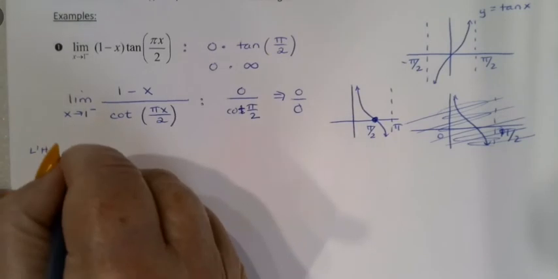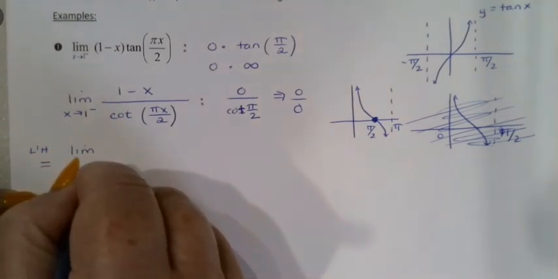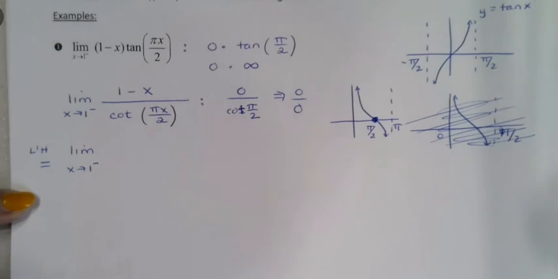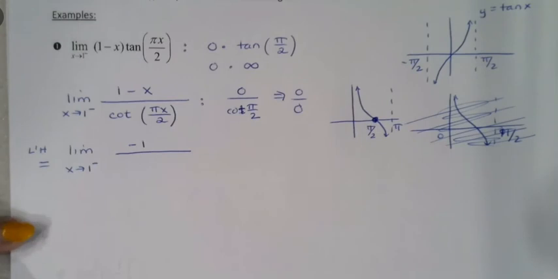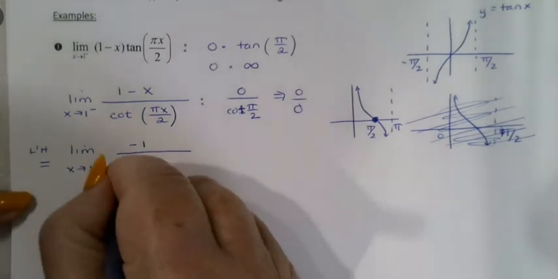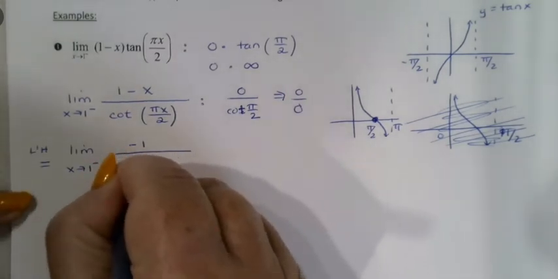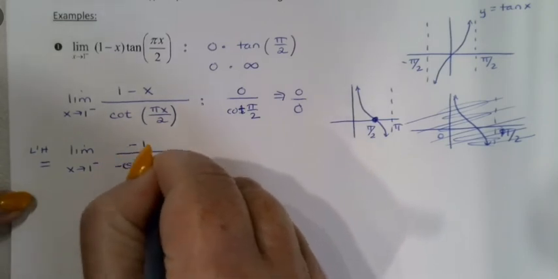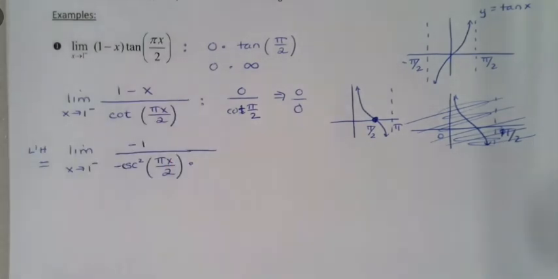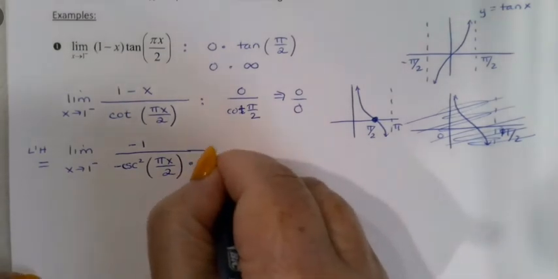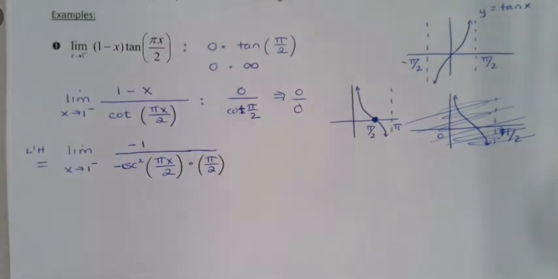I have the limit as x approaches 1 from the left. And the derivative on the top is just negative 1. The derivative on the bottom would be negative cosecant squared of pi x over 2. And then I'm going to do a chain rule here, multiply that by the derivative of what's inside, which would be pi over 2. I can let my negatives cancel out just a little bit.